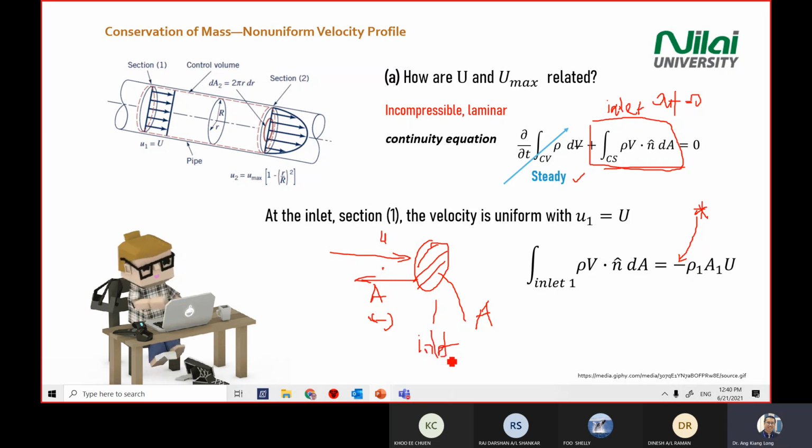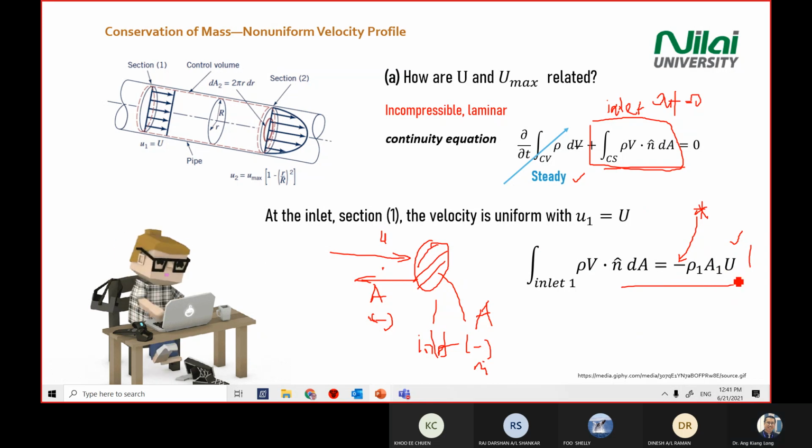So inlet will always be negative for the m dot, yeah? For the m dot, negative. Minus rho 1, A1, U1. So we have the first equation already. This one, another point for your answer. Okay, anyone have questions? Anyone don't understand why you can write minus rho 1, A1, U1? Anyone have questions? No questions, sir.